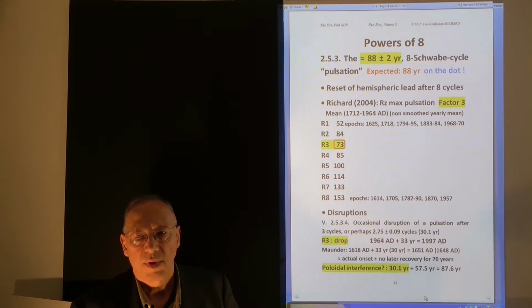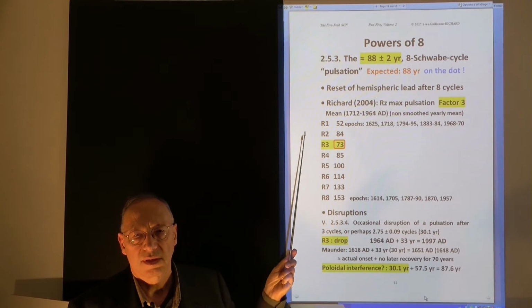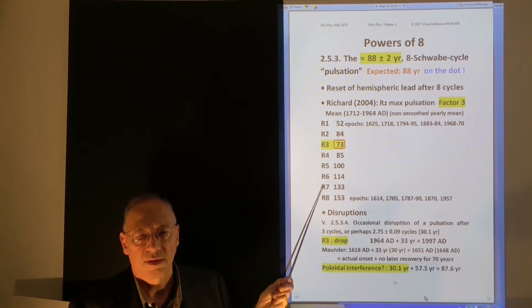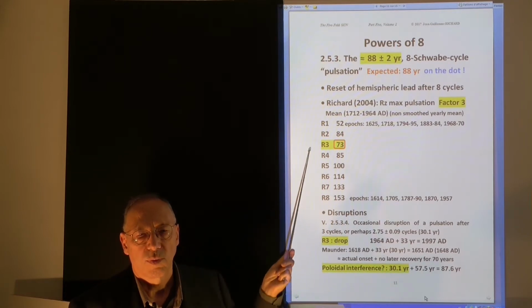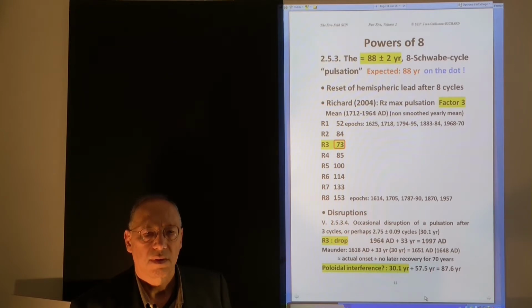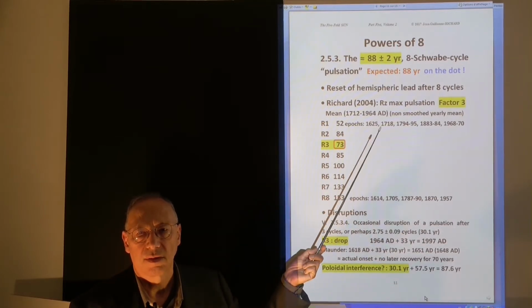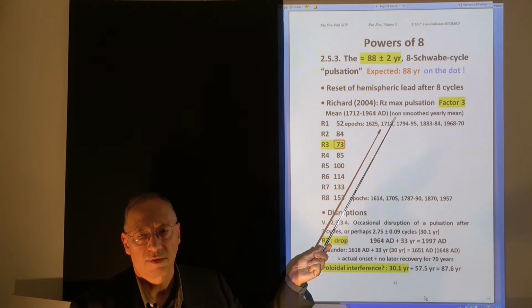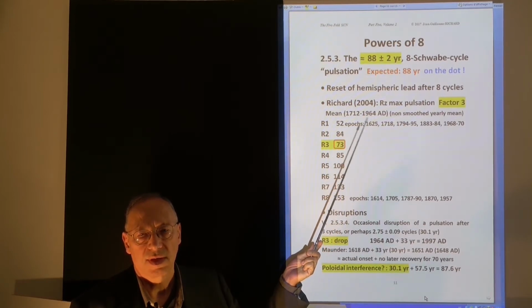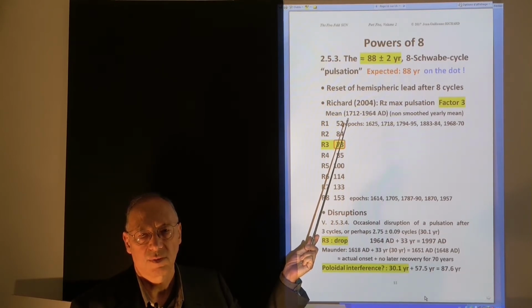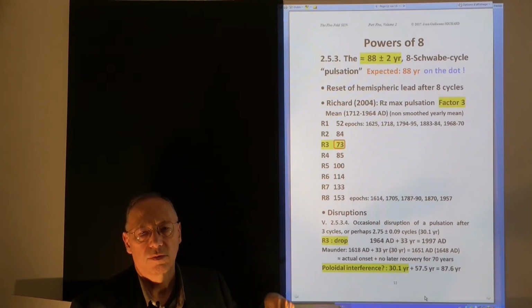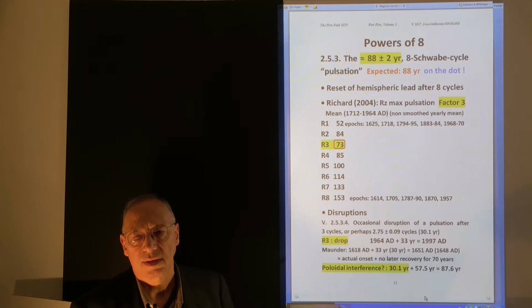And the amplitude evidence was described in my 2004 paper in the journal Solar Physics, the 88-year Gleissberg cycle pulsation, in which I suggested 8 consecutive Schwabe cycles to compose such a pulsation from maximum epoch 1 to maximum epoch 8, and using the non-smoothed yearly mean maximum epoch for each cycle, we get for 8 cycles as a mean from the start of the relative sunspot number series in 1712 to the last 8th epoch in 1964.